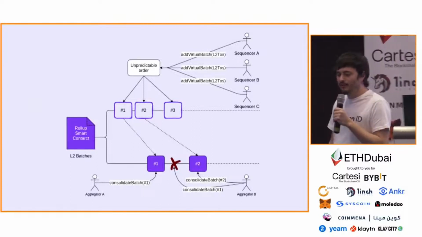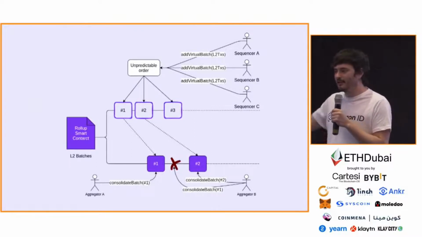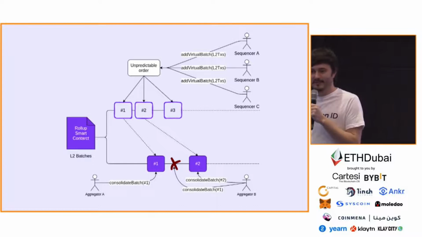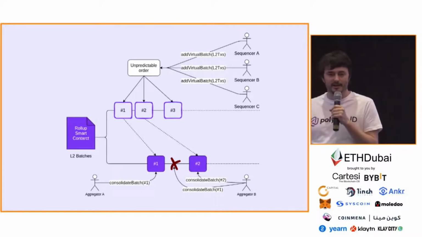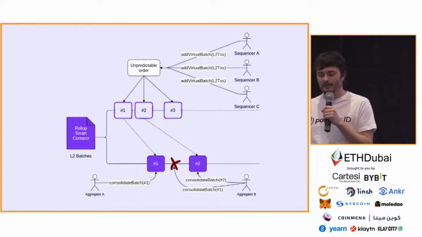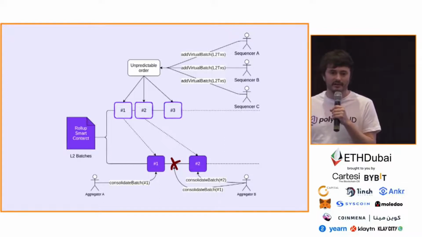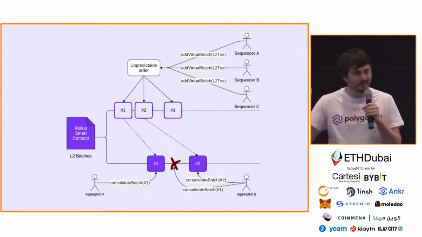Yeah, so the overall picture looks like this. We have the sequencers sending the list of transactions that have to be processed, and they can do it in a concurrent way, so it's quite safe and fast. And then we have the aggregators trying to have the best technology, the most efficient technology, and consolidating these blocks, or batches, sorry.